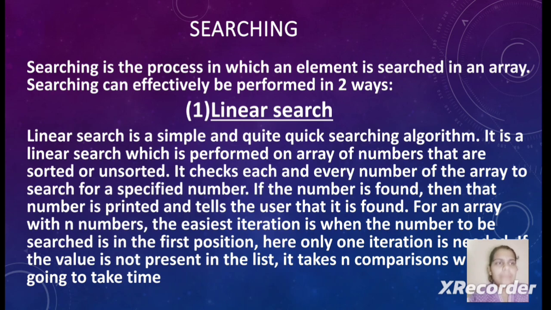quick algorithm. Linear search is performed on an array of numbers that are sorted or unsorted. It checks each and every number of the array to search for a specified number. If the number is found, then that number is printed and it tells the user that it is found. For an array with n numbers, the easiest iteration is when the number to be searched is in the first position. Here only one iteration is needed. If the value is not present in the list, it takes n comparisons, which is going to take time.